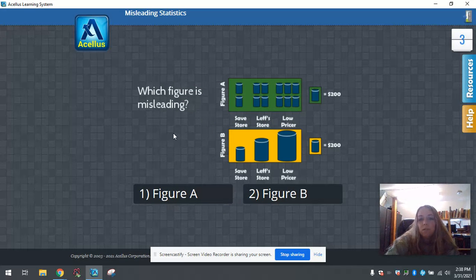Which figure is misleading, figure A or figure B? I would say figure B, because these little blue cylinders are all supposed to be equal to $200, but this one's way bigger. So it makes you think, oh, it's worth more, but it's really not. So figure B is misleading.